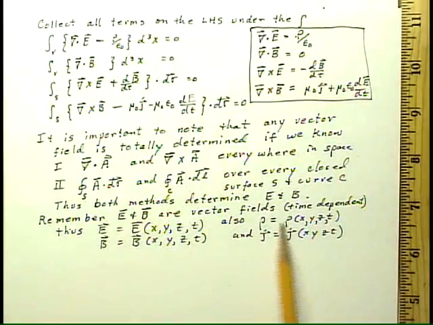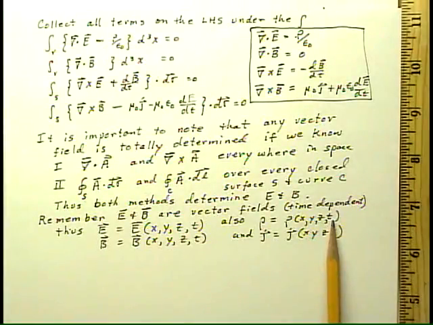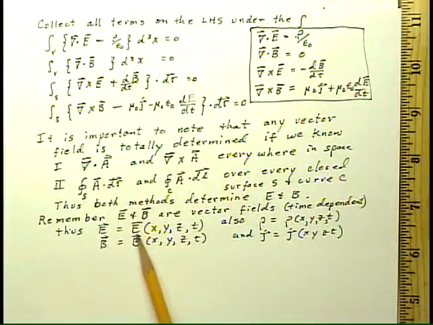And when we write the charge density, it's a function of x, y, z, and t. It varies from place to place and over time. Likewise, the current density varies with time. When we write a vector field as a function like this, we really mean that it has three components, Ex, Ey, and Ez, each of which is a function of four variables. So this is actually a set of three functions of four real variables, and this is another set of three functions of four real variables.